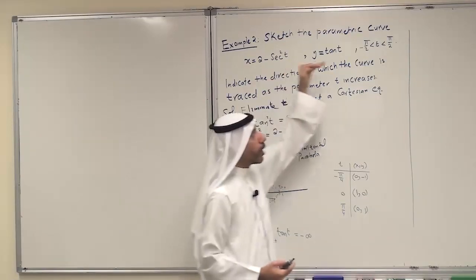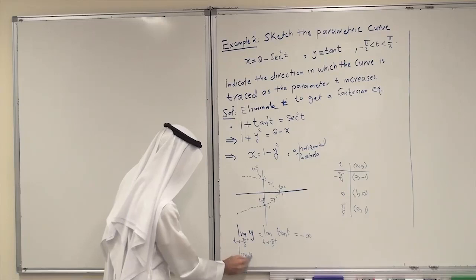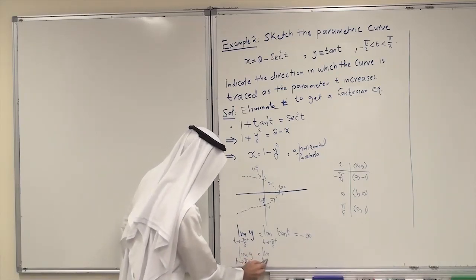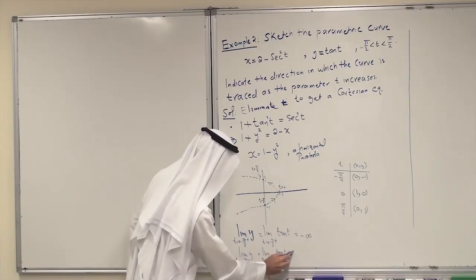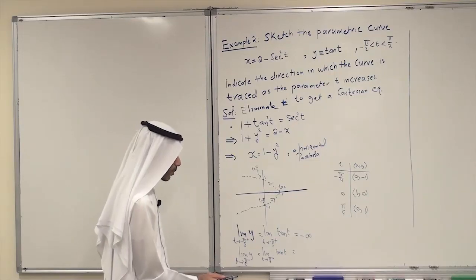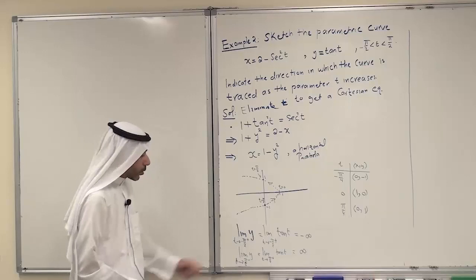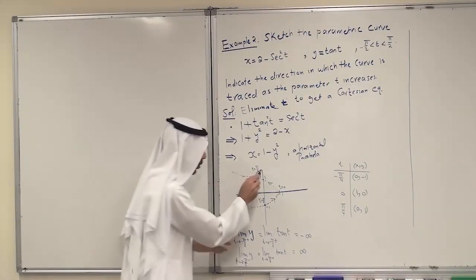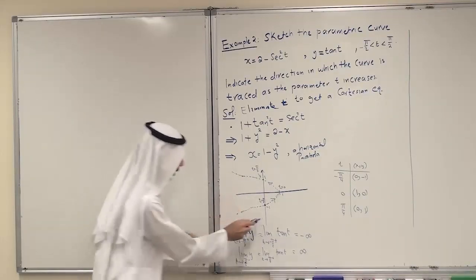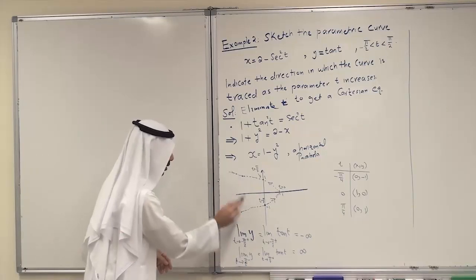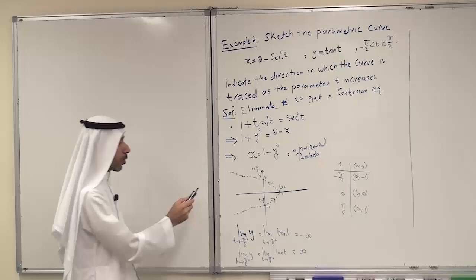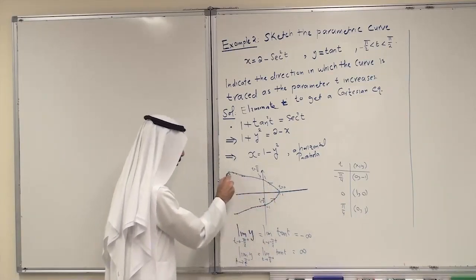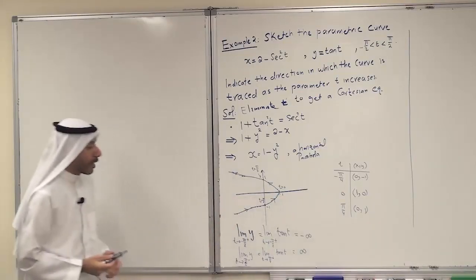The same thing when t approaches pi over 2. The limit of y as t approaches pi over 2 from the left becomes the limit of tan t as t approaches pi over 2 from the left, and the answer is infinity. So if t increases to pi over 2, y will go to infinity. This is the positive direction of y, so it will continue. And this is the negative direction of y, so it will continue to minus infinity. So the graph of the parametric curve will be the full parabola. This is the full parabola, and this is the graph of the parametric curve.